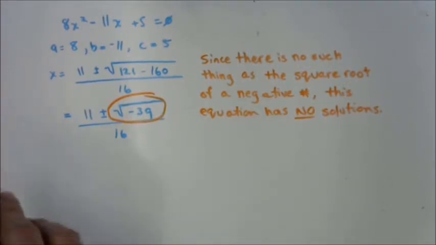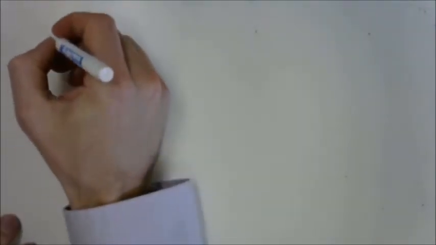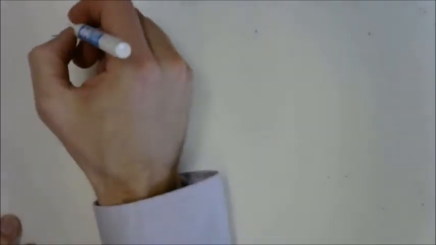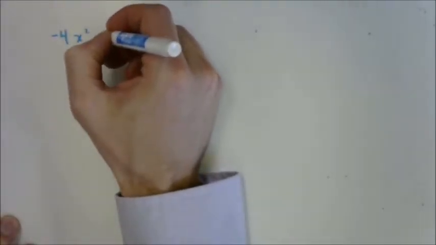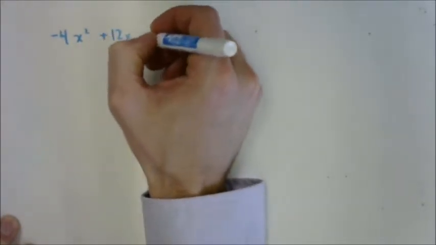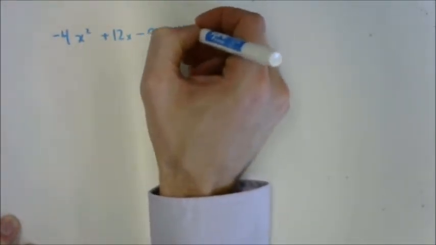Good to erase? The last one there is going to give us our third type of example. So you already know what's going to happen. In the end, it's going to have one solution. But we've got negative 4x squared plus 12x minus 9 equals 0.